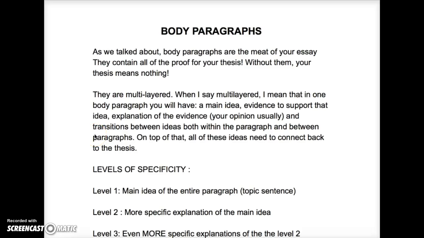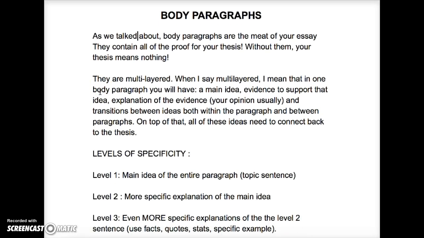Here is your tutorial on body paragraphs. So as we briefly talked about in class, body paragraphs make up the meat of your essay. They contain all of the proof for your thesis, and without them, your thesis and essay really mean nothing.